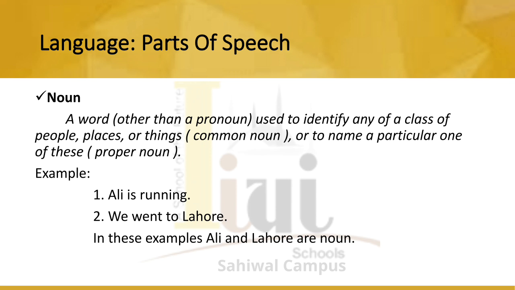For example, Ali is running. Example number 2, we went to Lahore. So in these examples, Ali and Lahore are nouns. These are names that identify them. So these are known as noun.